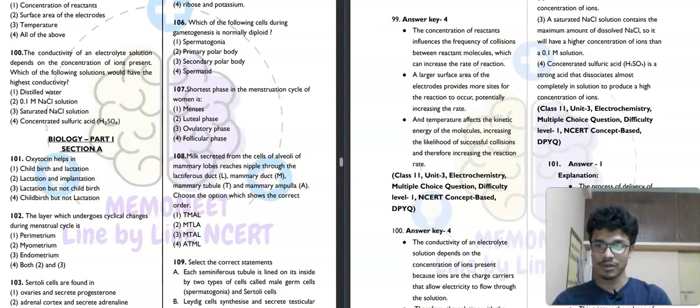So let's start with the discussion of the Biology Part 1 questions of BPT 5. First of all, we will go with Section A, question number 101.